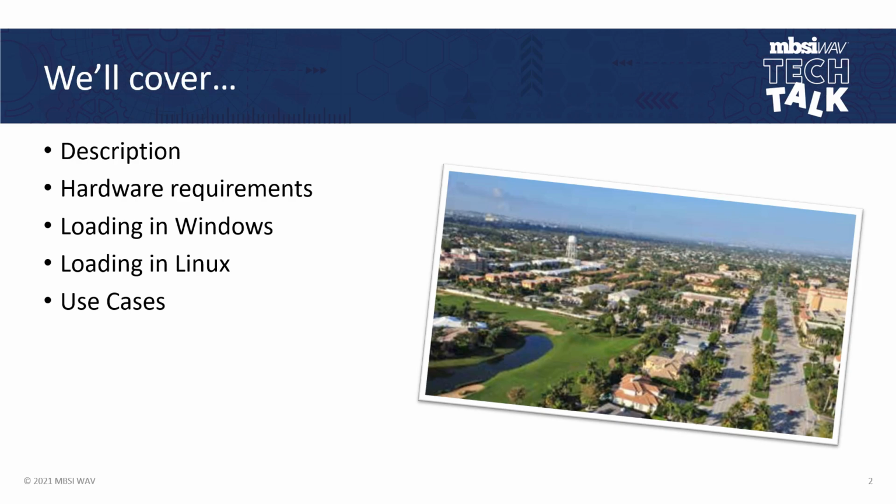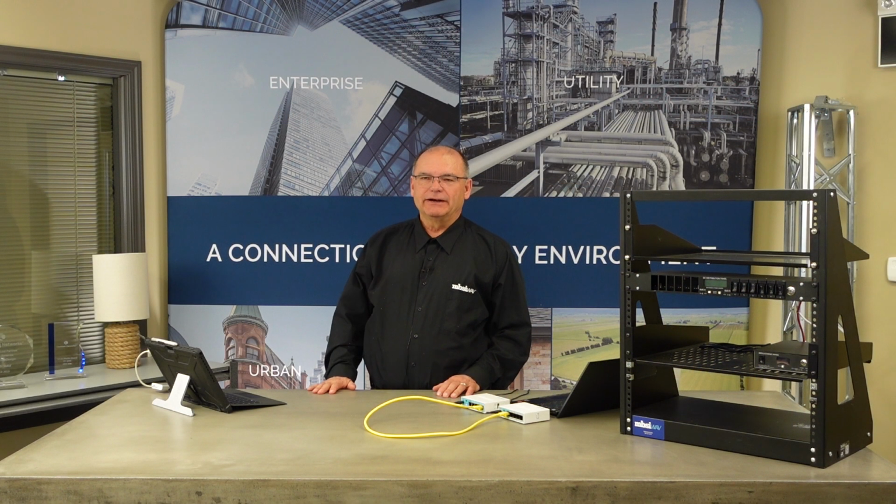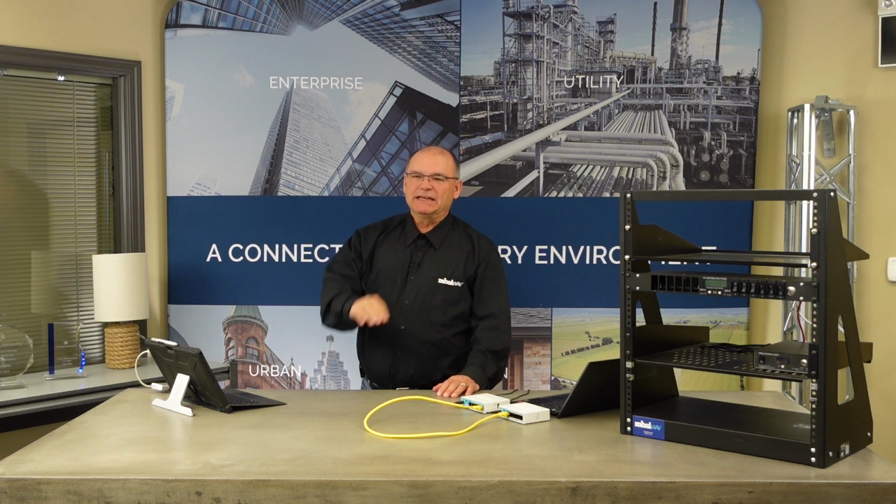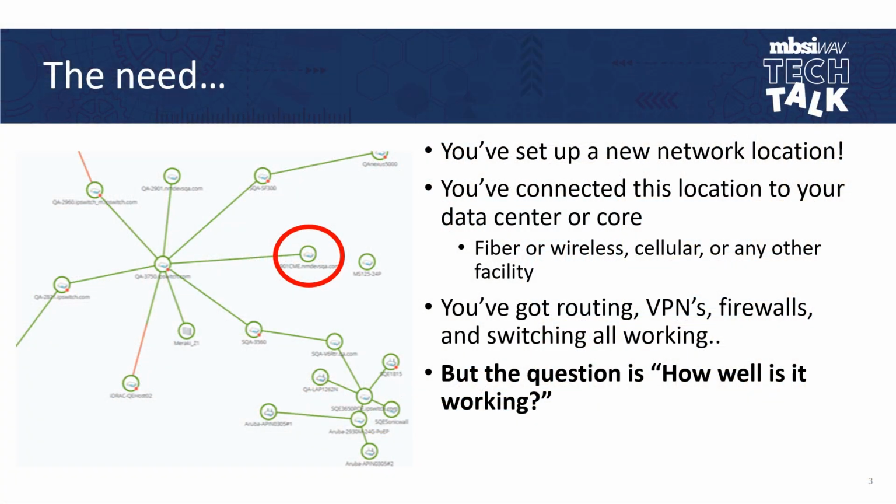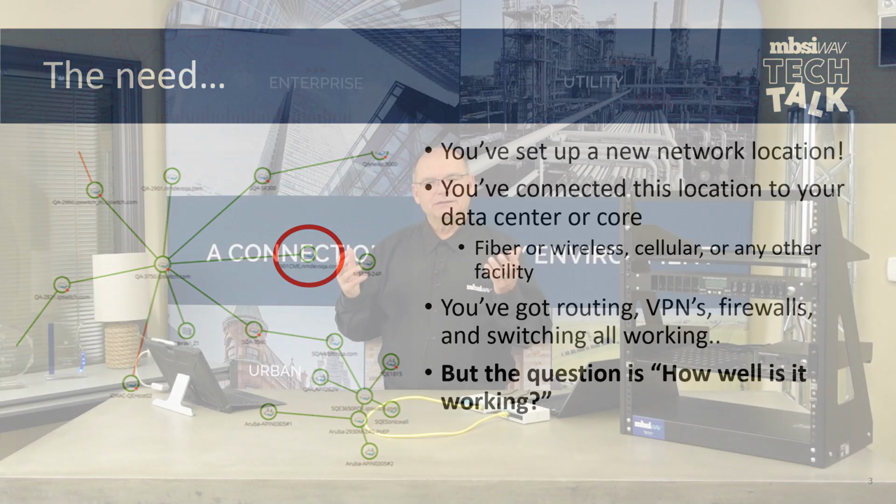Here's what I want to cover, more or less. So, the need. You've set up a new network location. You've connected this location to your data center or your core, whatever it happens to be, fiber, wireless, cellular, or any other facility. You've got routing, VPN, firewall, switching, everything all working. But the question is, how well is it working?